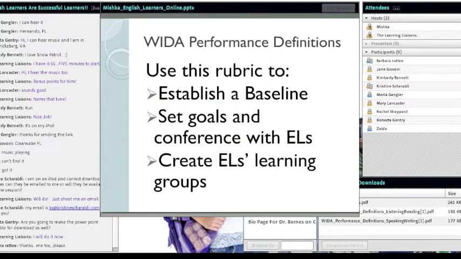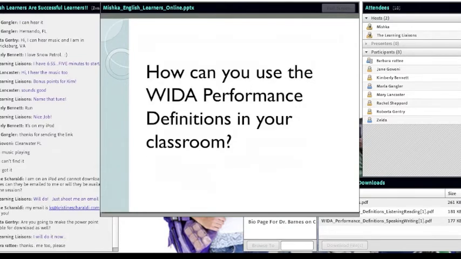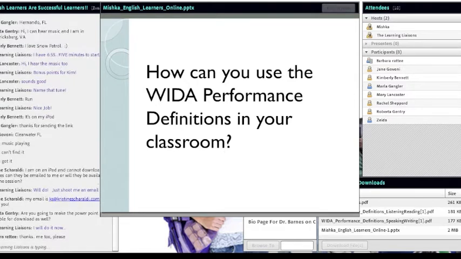Okay, so I have used this rubric in my classroom in many ways. I use it as a baseline to set goals and to conference with English learners and create my learning groups, and create an environment where we're all on the same page and we can grow and learn together. If you look down at the bottom of the screen, you will be able to see the rubrics that I'm talking about. So let's talk about this for a second. How do you think you can use the WIDA definitions in your classroom, or how can you help students in your classroom use this as a tool?